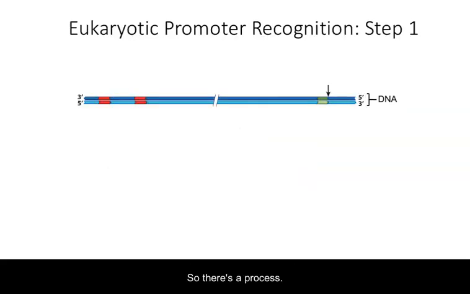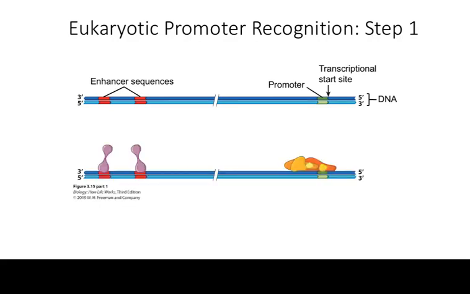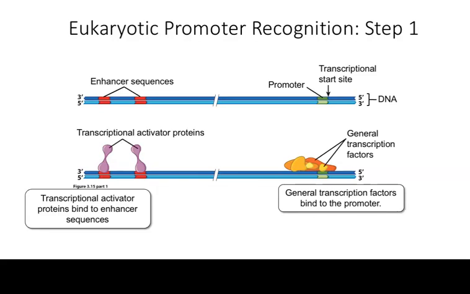So there's a process in which the promoter region in eukaryotic DNA is recognized to start the process of transcription. There are enhancer sequences and a promoter region that has the start site of transcription. In eukaryotes, transcription initiation requires the combined action of at least 6 different proteins called general transcription factors. General transcription factors bind to the promoter region and activator proteins bind to the enhancer sequence.